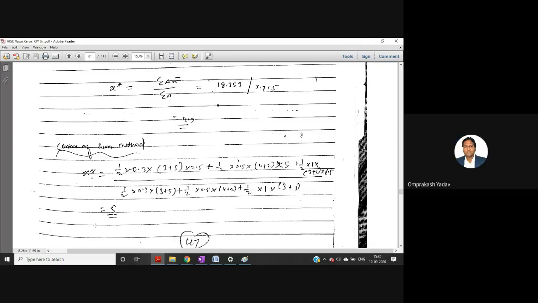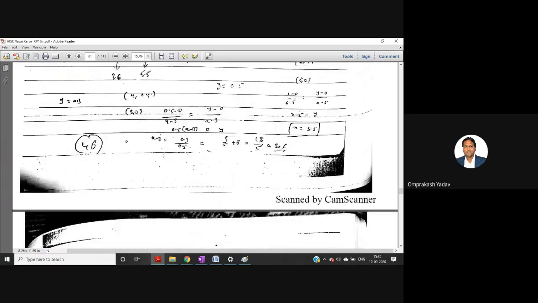Sir, can you explain it once again? Okay, so in the center of sums method, what we do is directly look at the input figures. We don't concentrate on the output figure. We directly see the input figure, calculate their areas and multiply by their x bar. That's it, and do the summation. So in the numerator, we do what?